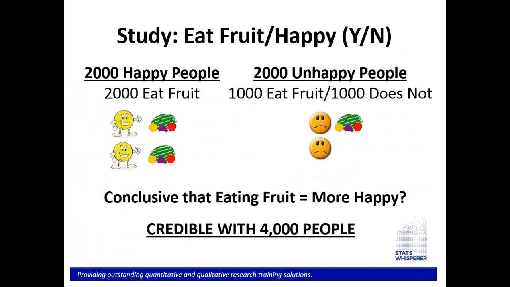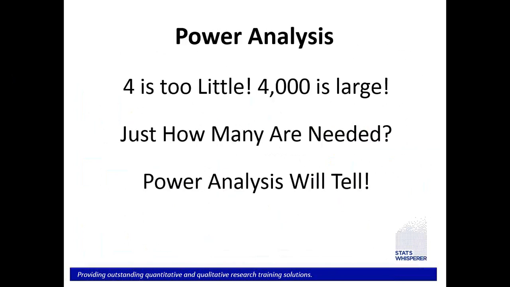So I go to the other extreme and I say, okay, I will recruit 4,000 people so I have a credible study, right? Then I find that 2,000 people are happy who eat fruit, and there's 2,000 unhappy people, and 1,000 of them eat fruit, and 1,000 of them don't eat fruit. And you may say, wait a minute, 4,000? I don't think you need that many. So there the problem becomes 4 people is too little a sample, but 4,000 people may be too large a sample. We don't need that many, right?